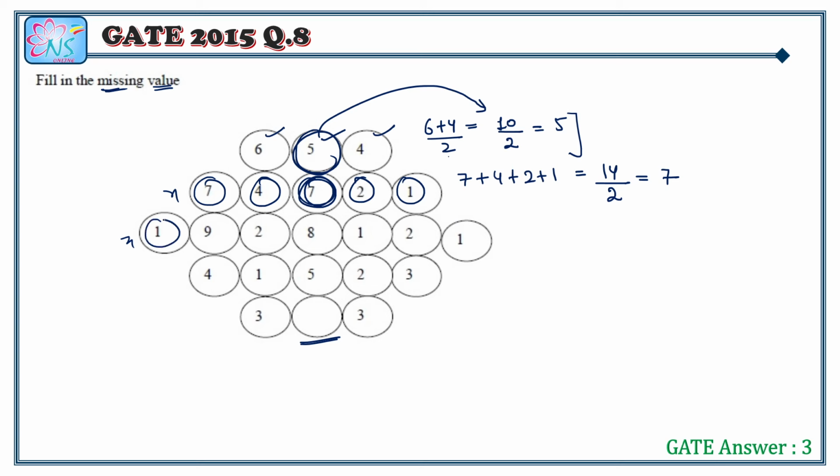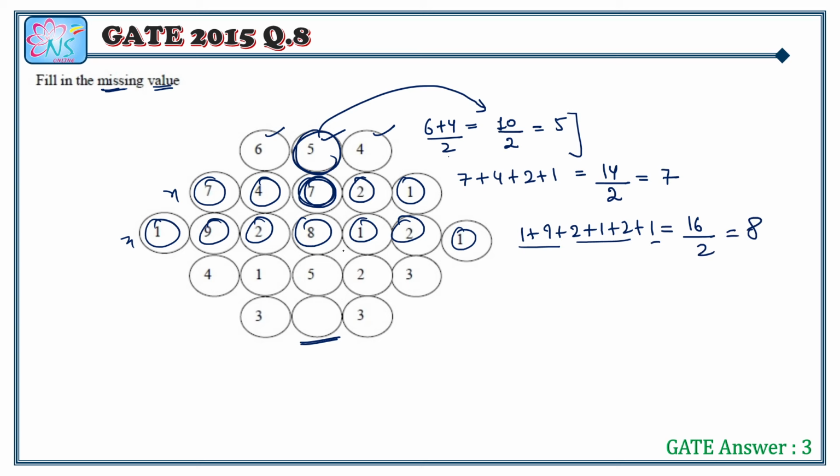So here we have the values 1, 9, 2, 1, 2, 1. So we will add these values: 1 plus 9 plus 2 plus 1 plus 2 plus 1, and this will give us 10, and 5, 15, 16. Again you can see dividing it by 2 we'll get our middle value, which is 8. So that means this pattern is following in all rows.